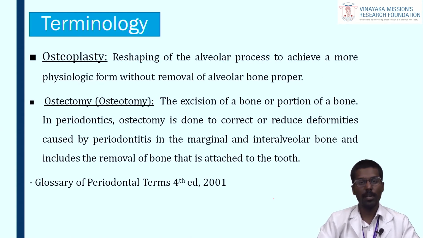So coming on to the terminologies, you must know these 2 terminologies basically. One is osteoplasty, where you are not going to remove any part of the bone, you are just going to reshape the alveolar bone. The next one is osteectomy. Here you are going to remove a part of the bone or the bone itself, even if it may also support the tooth.